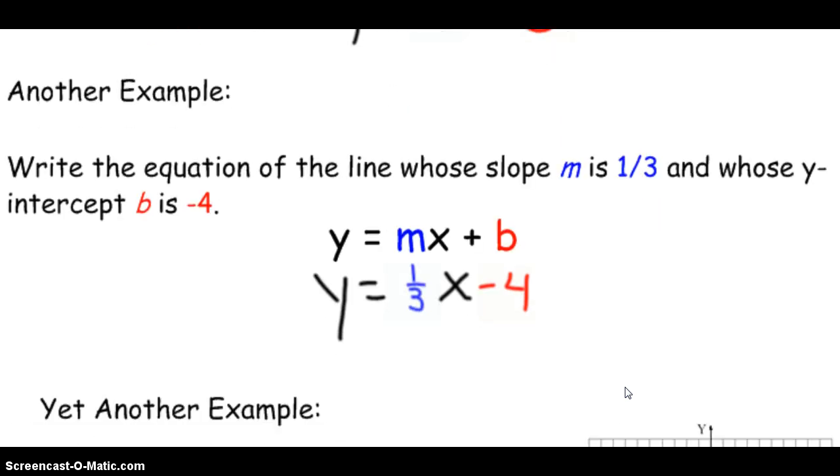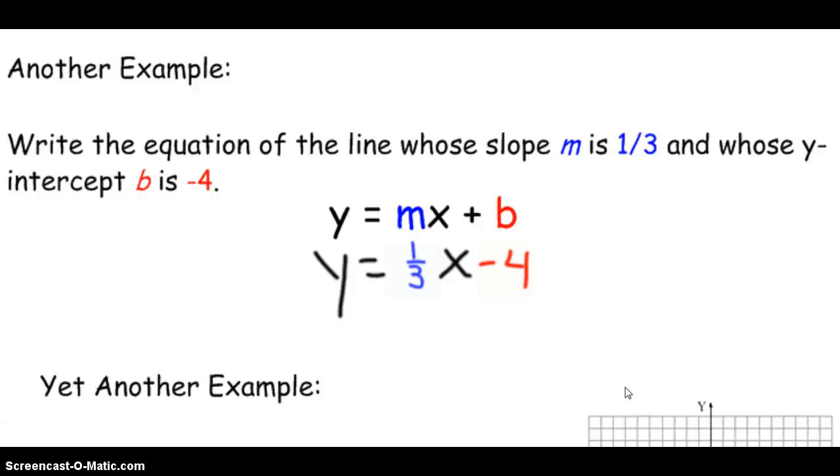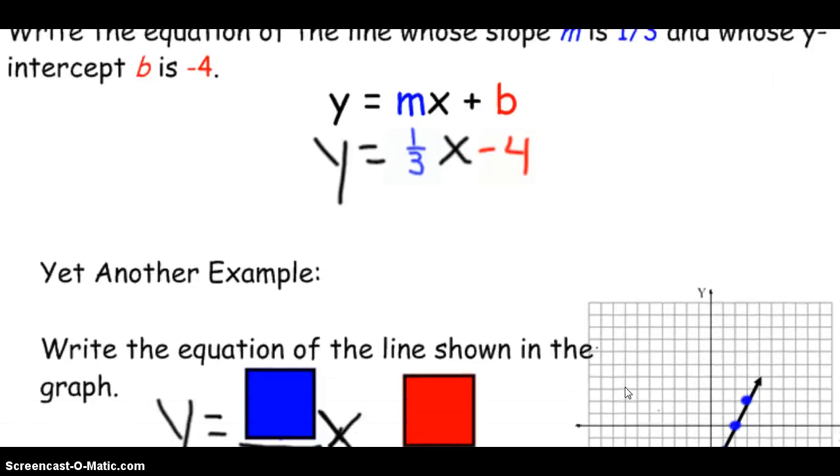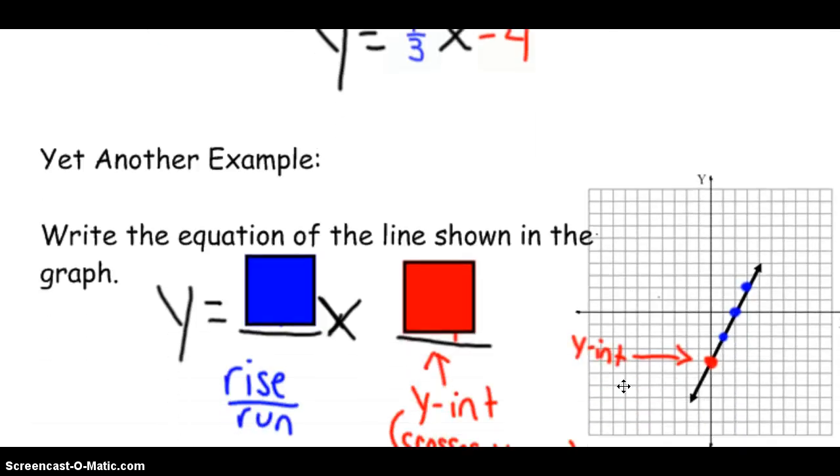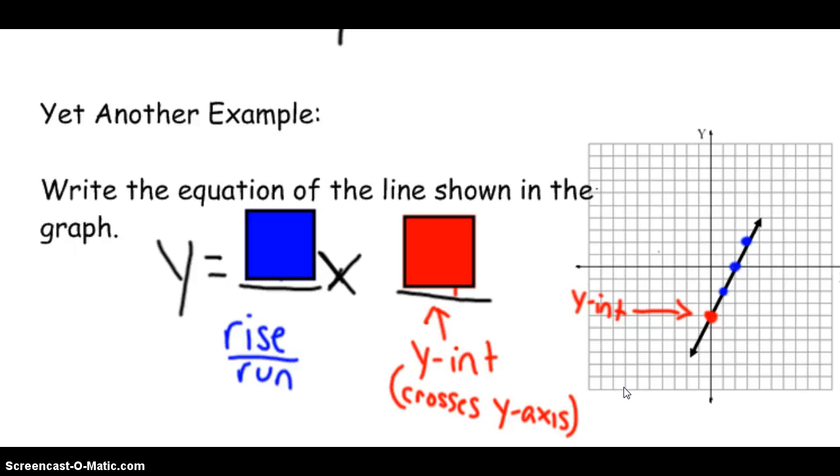All right, here's our last example. See if you can figure this one out. Write the equation of the line shown in the graph. Well, of course, you have to see the graph. Here's the graph. If 0, 0, the origin is located here, this is the x-axis, and this is the y-axis. Our y-intercept is a negative value. Did you guess it yet?